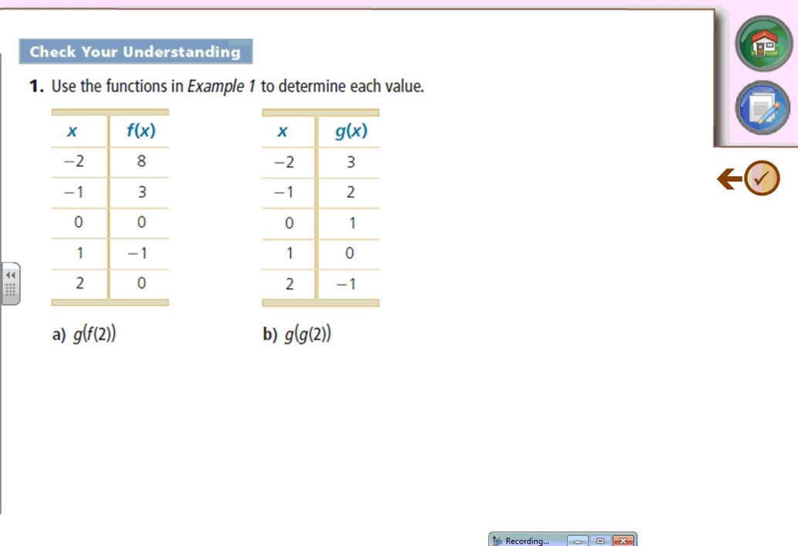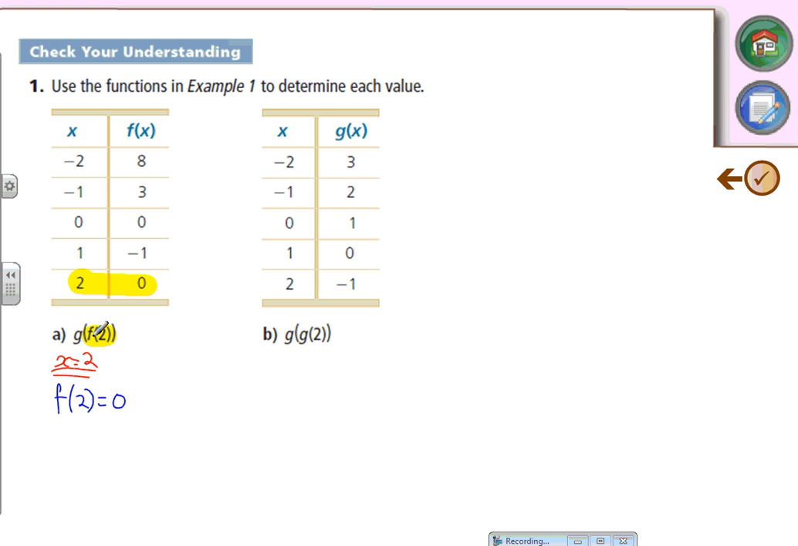From a table of values, we want to know g of f at 2. Start with the inside function. We're going to start at f at 2. So find an x value of 2. That's where we're starting, an x value of 2. Find that right here, and go across and find the value. It's equal to 0. Now we continue along with that. So we say f at 2 equals 0.